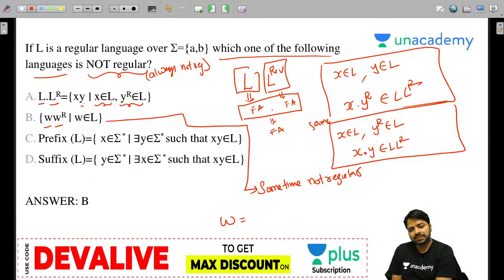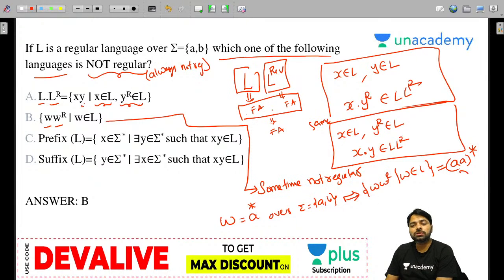Let's say W is A star, because this is over A comma B only. A comma B doesn't mean that you must have a B inside the language. Without B also you can write. Then the reversal is also A star. And it's not about reversal, it's just W only. Now, using this, I'm forming W power R, W belongs to L. This is going to give you double A whole star at any cost. It's going to be regular. That means this can be either regular or not regular. If you are choosing this as not regular, it is wrong.